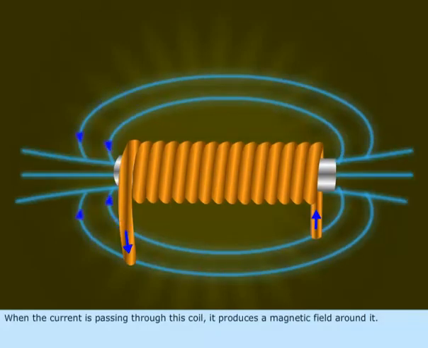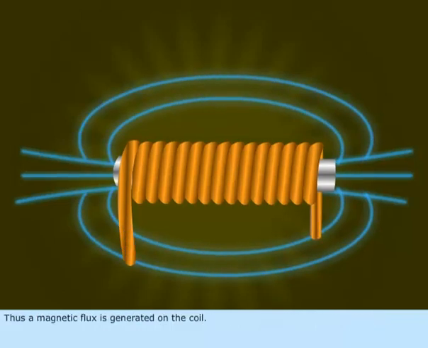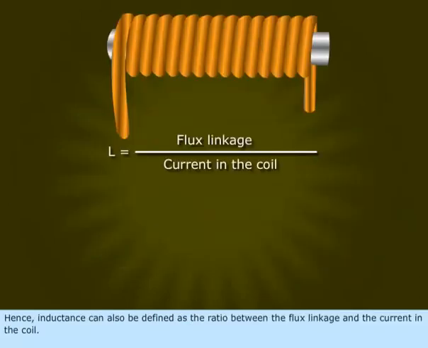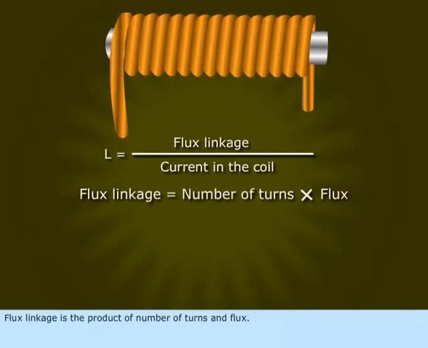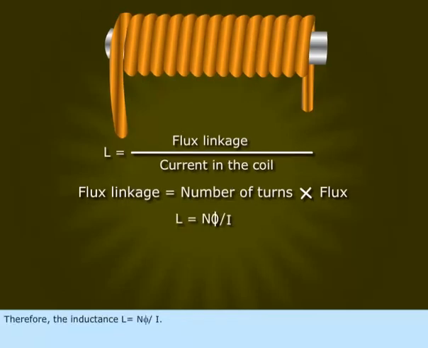When the current is passing through this coil, it produces a magnetic field around it. Thus, a magnetic flux is generated on the coil. Hence, inductance can also be defined as the ratio between the flux linkage and the current in the coil. Flux linkage is the product of number of turns and flux. Therefore, the inductance L equals N phi over I.